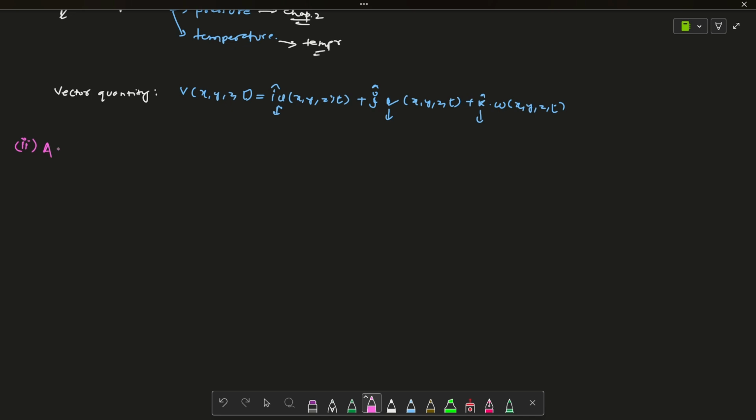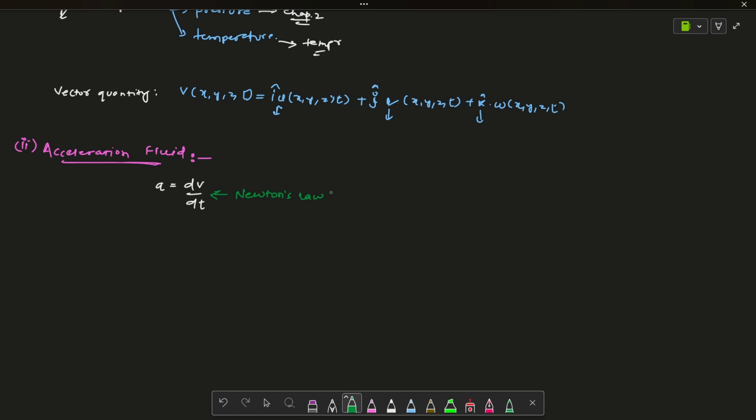Now the second point is the acceleration field. We will talk about the acceleration field in more detail in an upcoming lecture. I am just introducing it so that you keep it in mind. Acceleration is defined as dv by dt, that is, the derivative of velocity with respect to time. We know that this formula is valid from Newton's law.